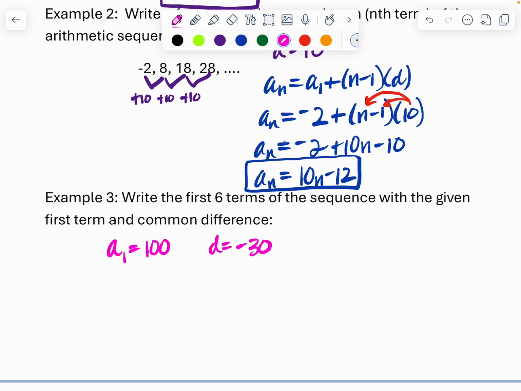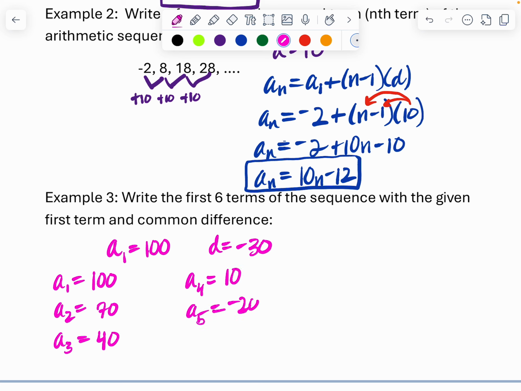We know that it's an arithmetic sequence, so we can just figure out each term by subtracting 30 each time. So the first term is going to be 100, and then we're going to subtract 30, which puts us at 70. And then we're going to subtract 30, which puts us at 40. And then a sub 4 is going to be 10. A sub 5 is going to be 10 minus 30, which is negative 20. And the sixth term is negative 20 minus 30, which is negative 50. You could also write them out in a sequence with commas.